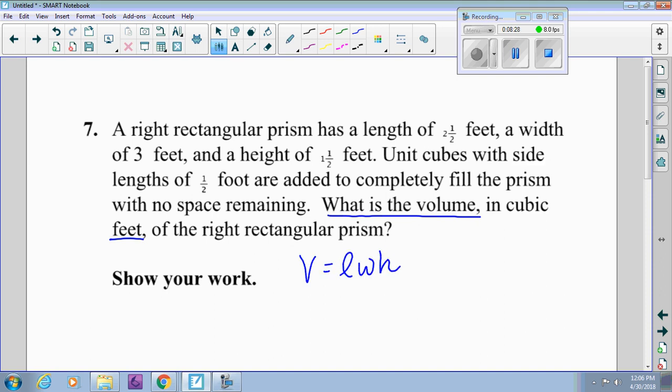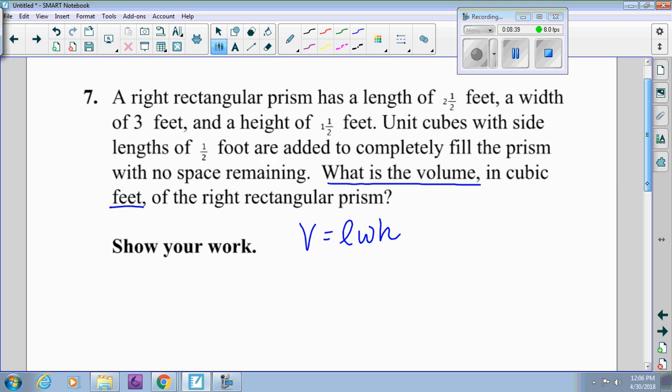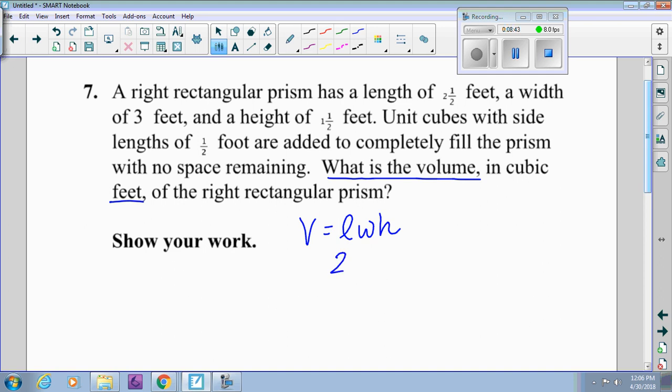Right? Showing your work is very important on these part 2 questions. So you could have the correct answer and not have the work shown, and you would not get credit for that. So you really need to make sure that you're showing all of your thinking on paper. So it has a length of 2.5, so I'm going to plug in 2.5 here. It has a width of 3 and a height of 1.5.